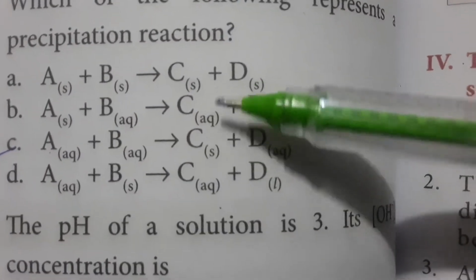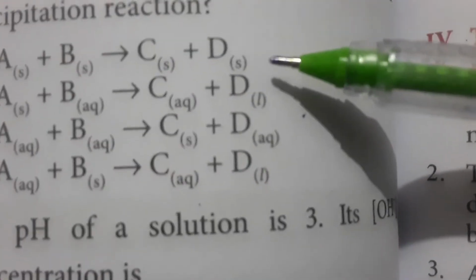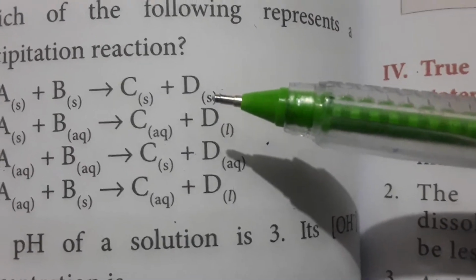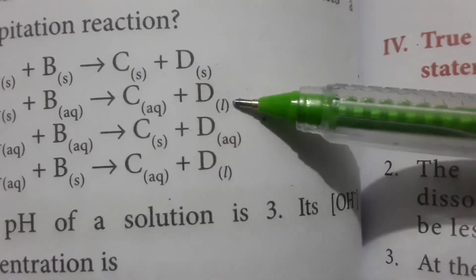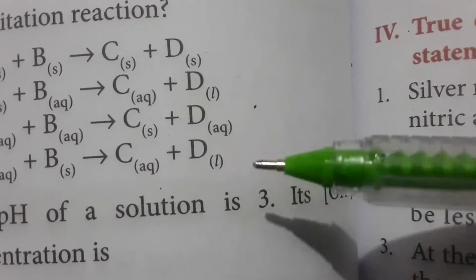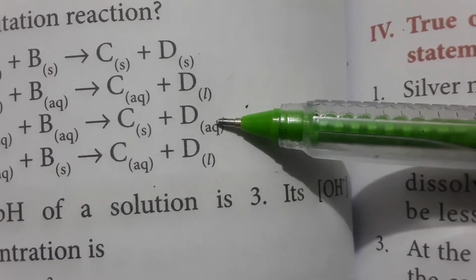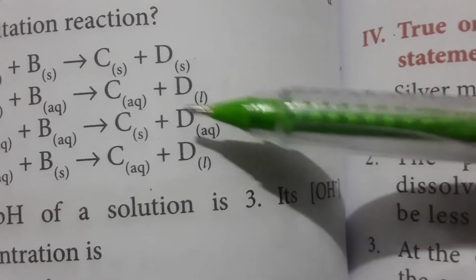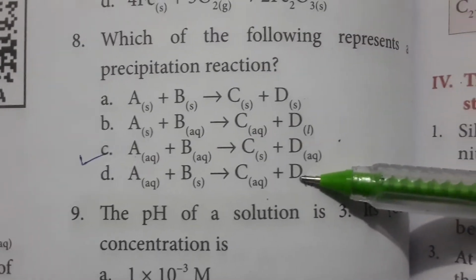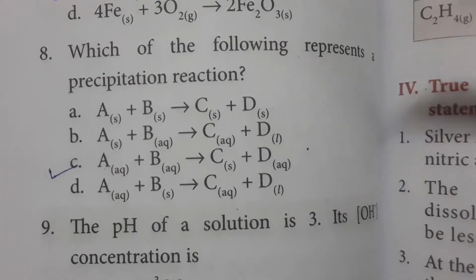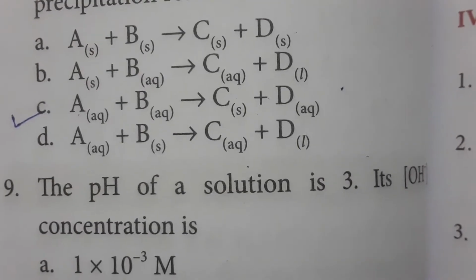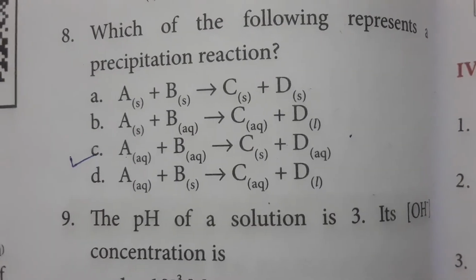In the first case the products are solid, so you won't get the solid and the liquid combination. Here also liquid and aqueous, so same thing. But in the third one, solid with aqueous, so definitely you will get the solid precipitation in the aqueous solution. So option 3 fulfills the question. So the answer is A aqueous plus B aqueous gives C solid plus D aqueous. So here the precipitation occurs.